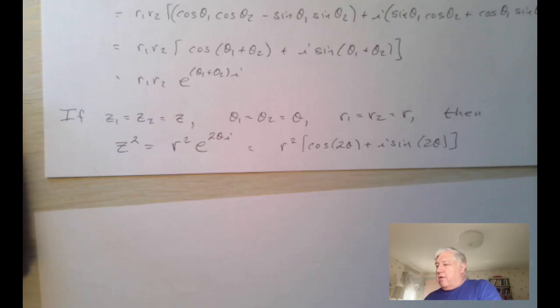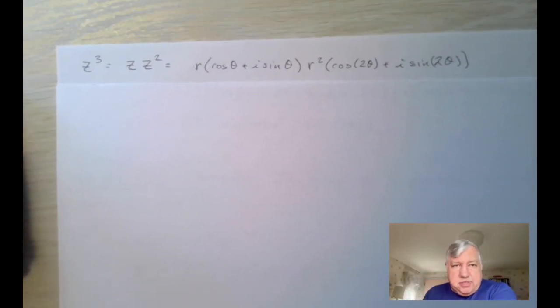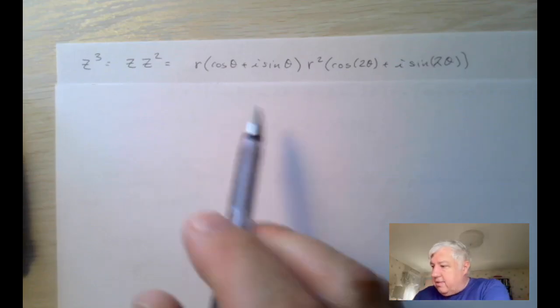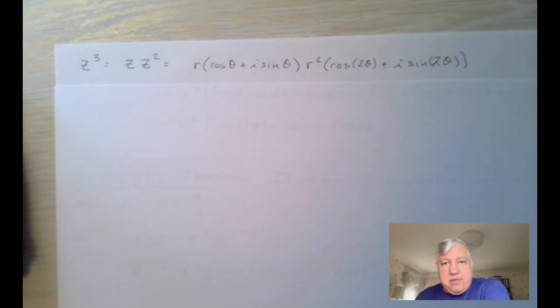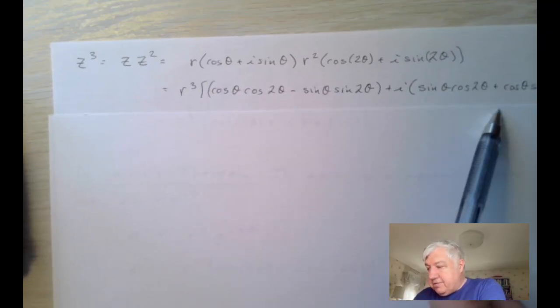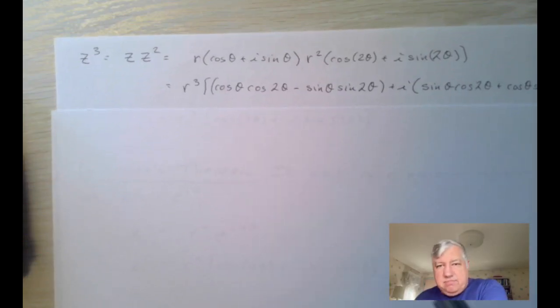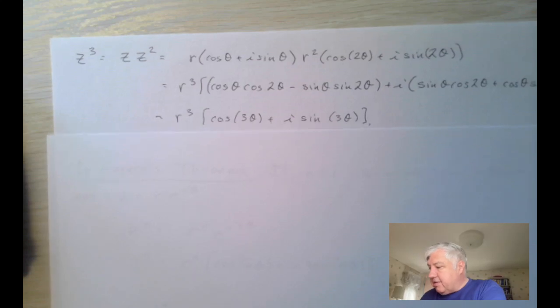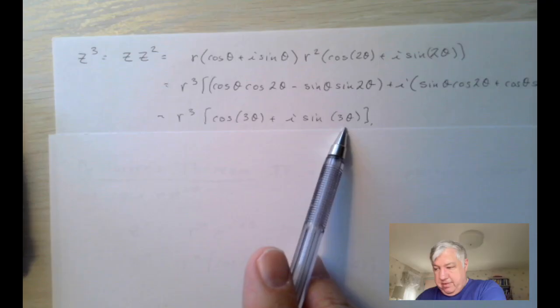Okay, and then we can also compute z cubed the same way. z cubed is of course z times z squared. This is the z squared we just computed. We can group the r's together and get r cubed, and then multiply this mess out. And then once again, by the sum and difference formulas, this is just the cosine of 3 theta plus i times the sine of 3 theta.